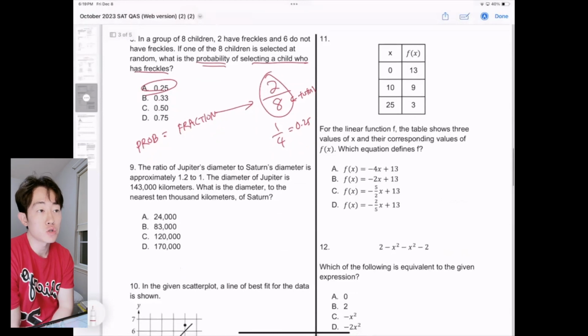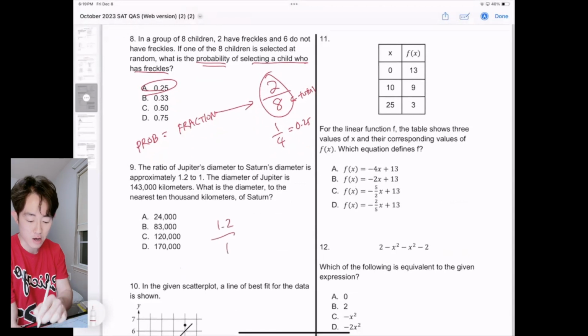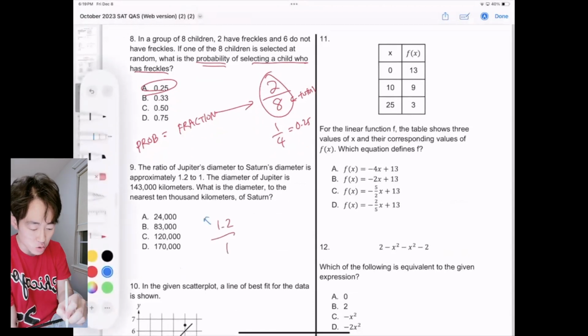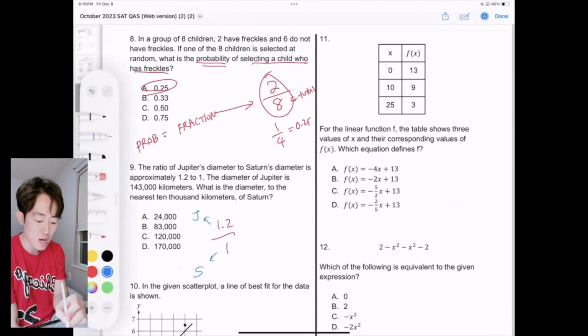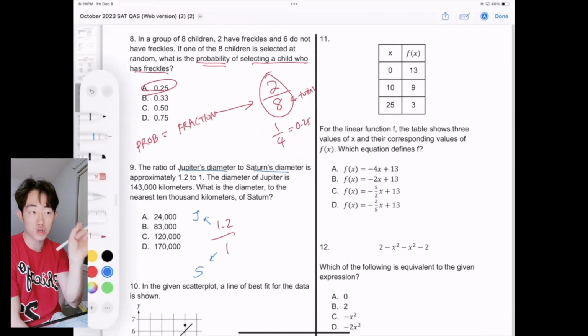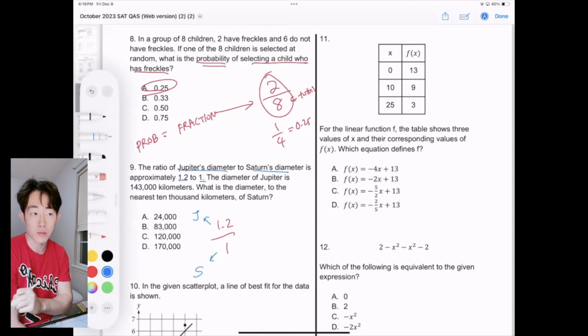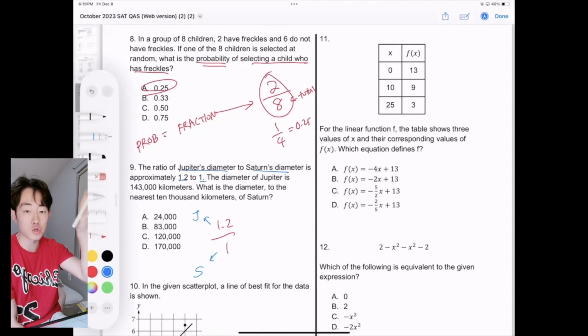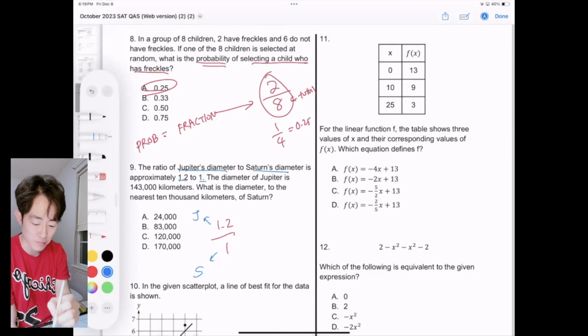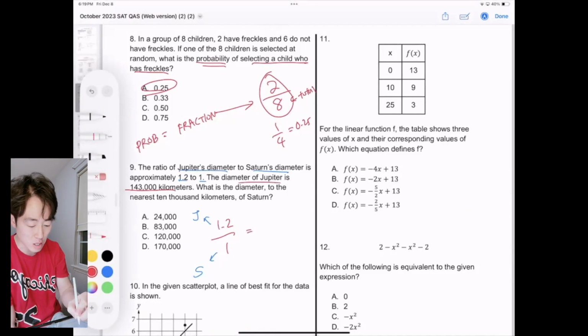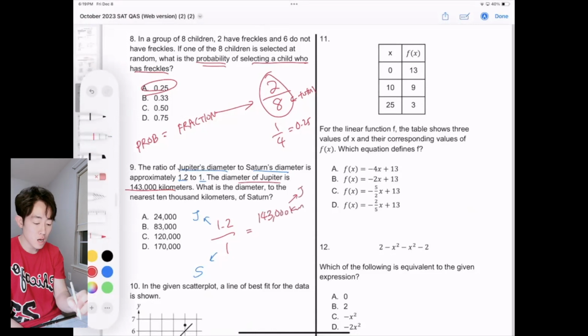Number 9, the ratio of Jupiter's diameter to Saturn's diameter is approximately 1.2 to 1. Now, I'm going to label this and say that is your Jupiter, that is your Saturn. They say in that specific order, Jupiter to Saturn is 1.2 to 1. So you need to know which number represents Jupiter and which number represents Saturn. Then they say the diameter of Jupiter is approximately 143K or 143,000 kilometers. So I'm going to write 143,000 kilometers for Jupiter. Then what is the diameter for Saturn, which is x right here?